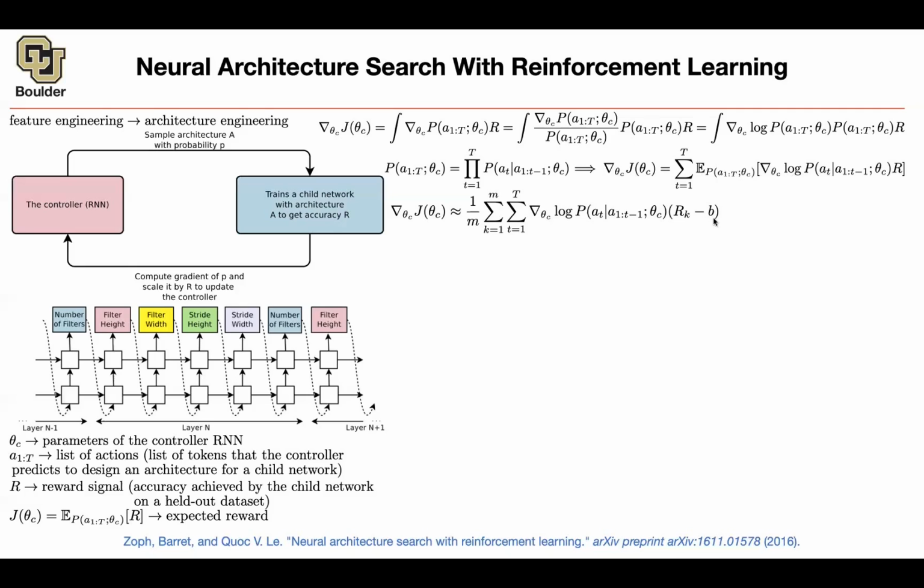Without this B, this estimate is going to have a lot of oscillations. It's going to be an unbiased estimate of your gradients, but it's going to have a high variance. Why is that? Because you want to know, if you take an action and somebody gives you a reward, how good that reward is, relatively speaking, to a baseline.